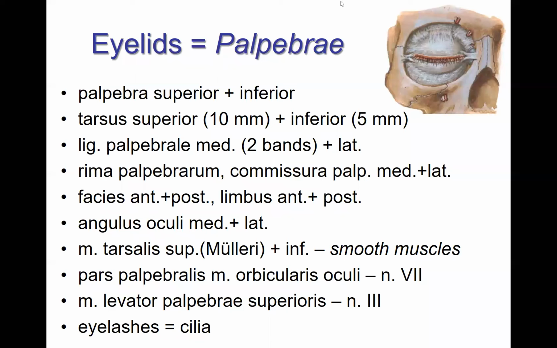Okay, eyelids. What are eyelids? The eyelid is a fibrous structure. This is the orbital septum, here and here. So it's the frontal plate. Into the frontal plate there are put two other fibrous plates, which we call tarsus.